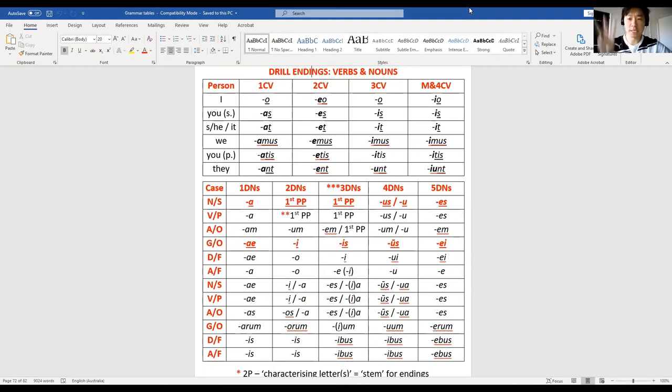Verb ordering, conjugating, singular first, plural second. First conjugation, amare. Present tense: o, as, at, amus, atis, ant.